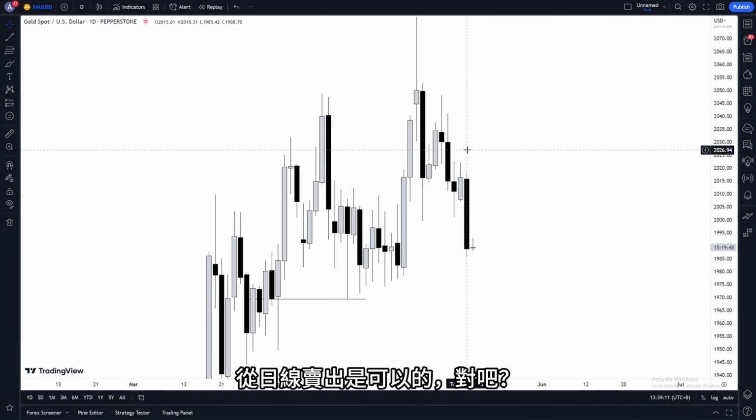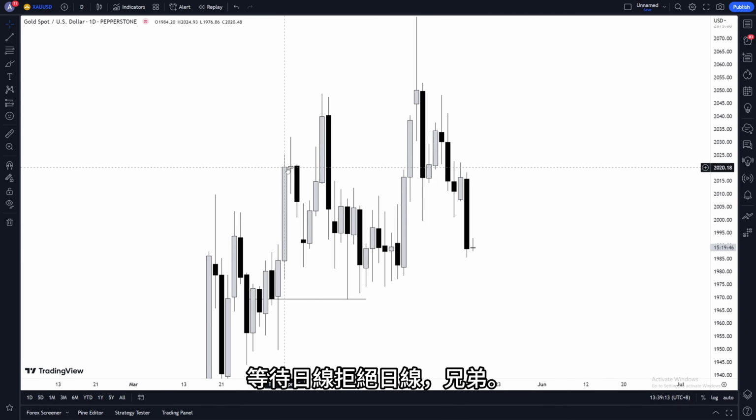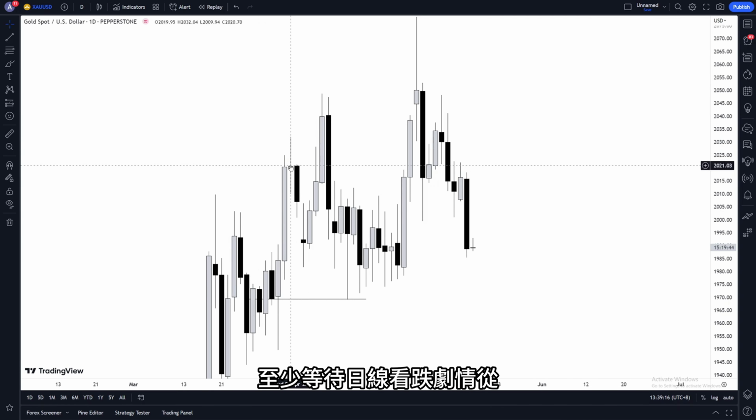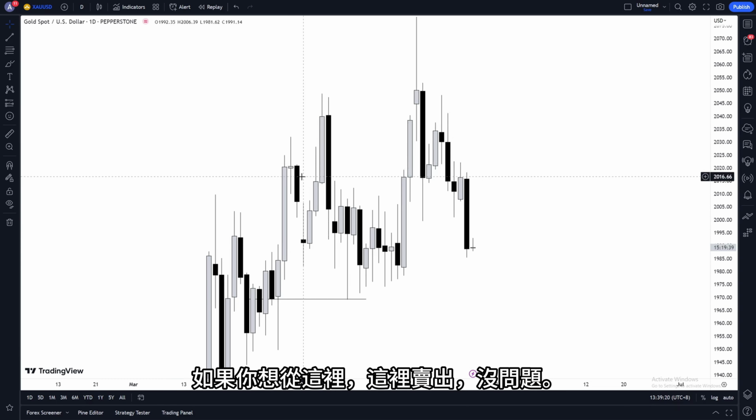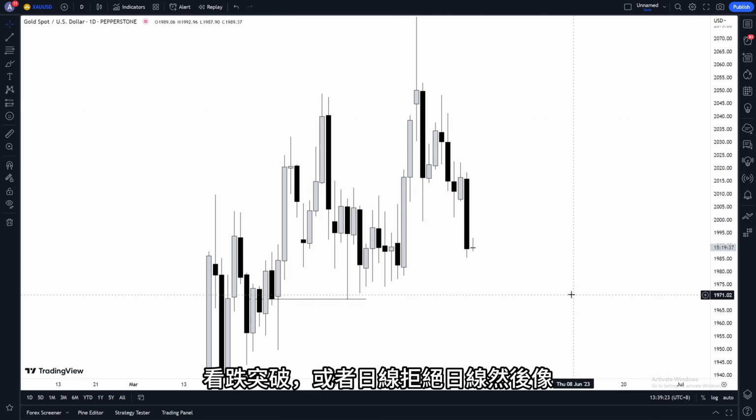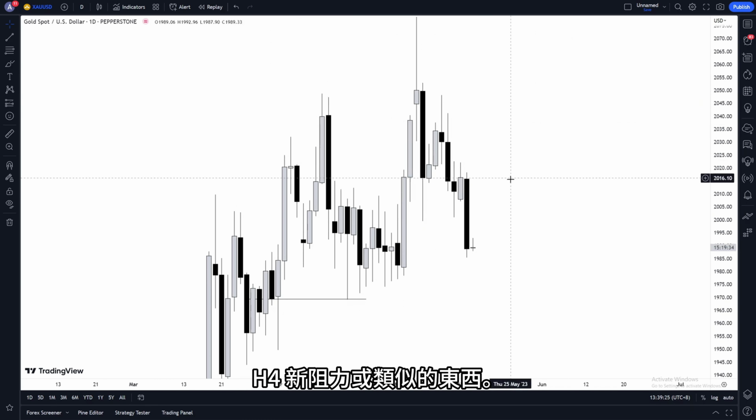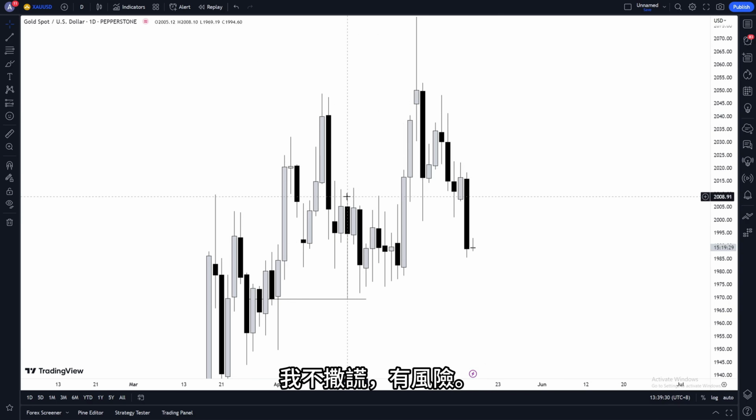It's okay to take sells from the daily, but at least wait for a daily reject daily. At least wait for a daily bearish storyline to start from one of these two. It's perfectly fine if you want to take sells from here, no problem. But at least wait for a daily reject daily H4 bearish breakout, or a daily reject daily and then like a H4 new resistance or something like that. Just to give yourself a bit of a buffer. Taking a touch trade like this, risky. Not gonna lie, risky.